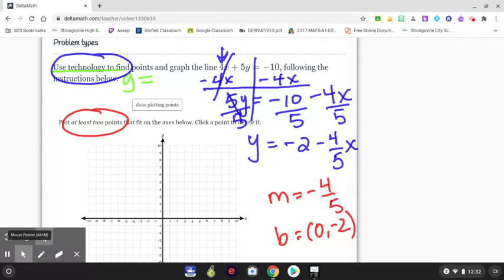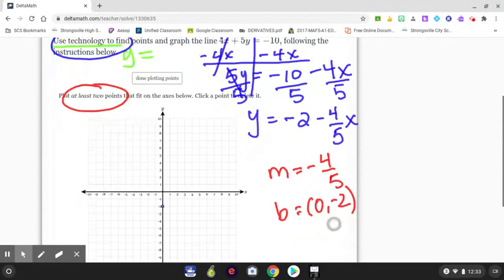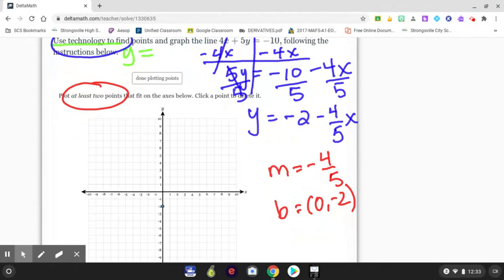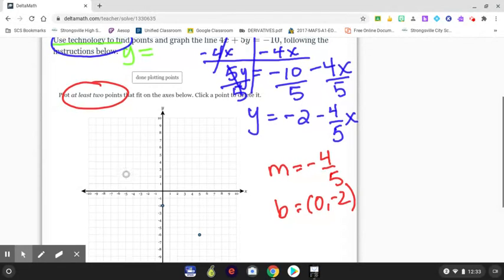I can use the graphing calculator, or because I'm in y equals mx plus b form, I could just use the information that that equation gives me. A y-intercept of negative 2, a slope of negative 4 over 5. So I would have to count down 4, to the right 5, and that gives me a second point. Now it says plot at least 2 points. I did that. Just to let you know, I could start at that y-intercept of negative 2. I could count up 4, but then to the left 5, and that would give me another point.